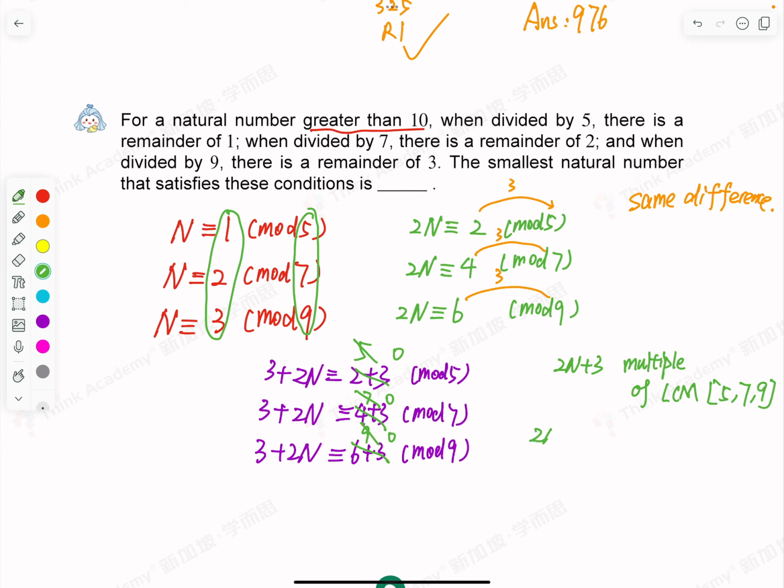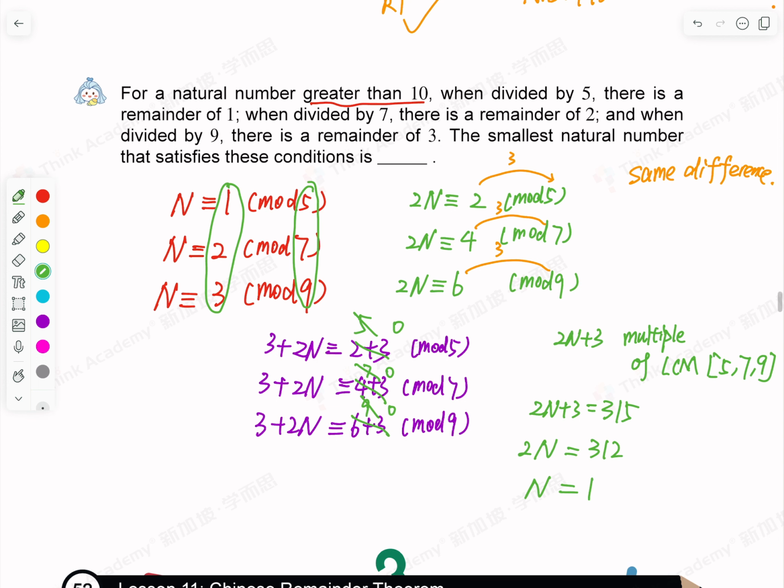Okay, so that means 2n plus 3 equals to what? The LCM of 5, 7, and 9. 5 times 7 times 9 equals to 315. So that means 2n equals to 312. And what is the smallest value? It should be 156. So the smallest natural number that satisfies these conditions will be 156.